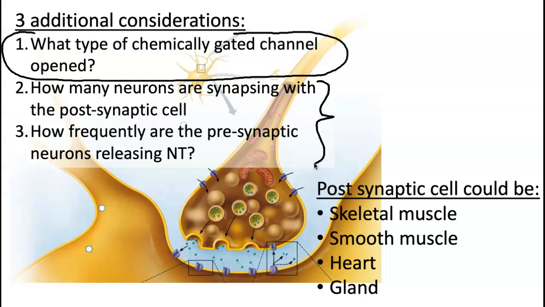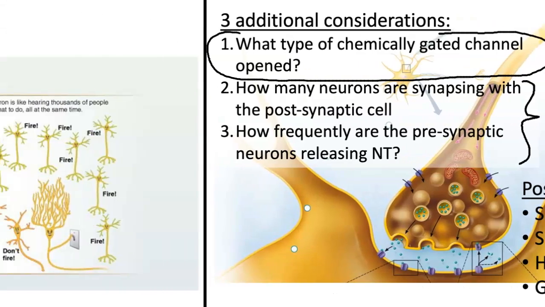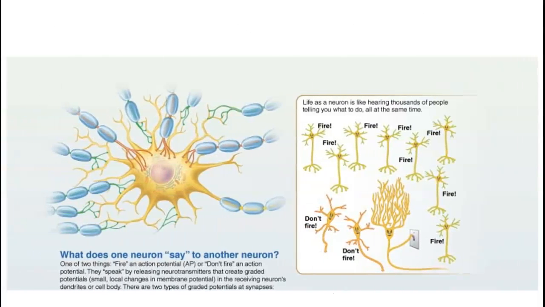How many neurons are synapsing with the postsynaptic cell, and how frequently are the presynaptic neurons releasing neurotransmitter? So one of those questions alludes to the fact that unlike the neuromuscular junction, when we're looking at a neuron as the postsynaptic cell, it's possible and likely that many neurons are synapsing with that cell. There could be thousands of neurons synapsing with that one postsynaptic cell. And so how does that postsynaptic cell know how to respond since it's receiving input from so many different places?